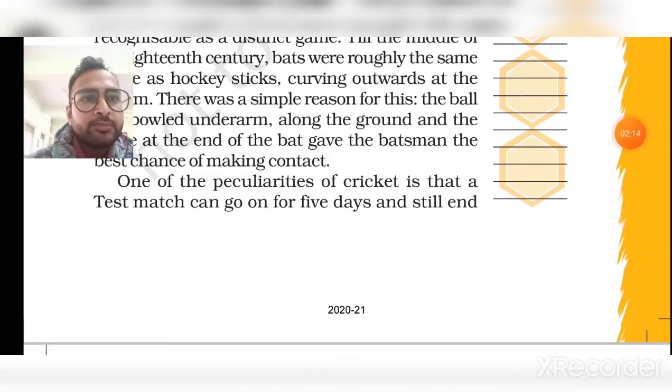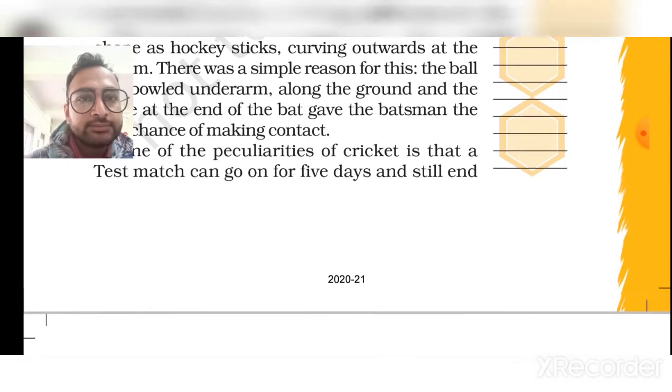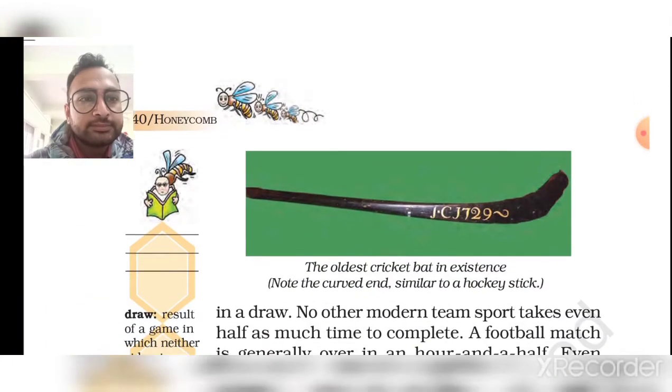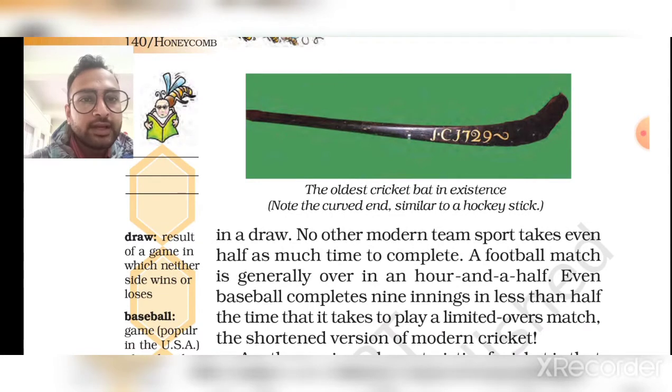One of the peculiarities of cricket is that a test match can go on for 5 days and still end in a draw. Peculiarities means special features, you can say. No other modern team sport takes even half as much time to complete.